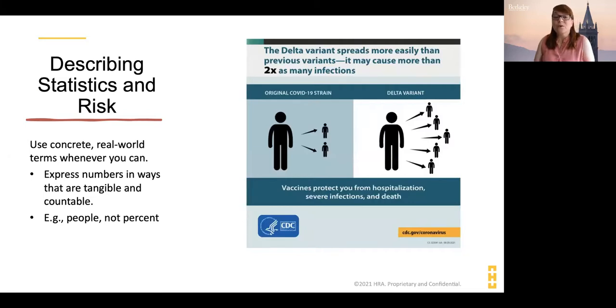Okay, so use concrete real world terms whenever you can. Express numbers in ways that are tangible and countable. For example, talk about people versus percent. And this image from the CDC does a good job of conveying the simple message that the Delta variant is more infectious than earlier COVID variants in both words, with the introductory sentence at the top and with the graphic representation. You can see that the explanatory sentence uses simple words to the extent possible, although I would argue that 2X is not an abbreviation that everyone can understand. And the pictograms show with discrete countable icons more than 2 times as many infections. Okay, let's go on.